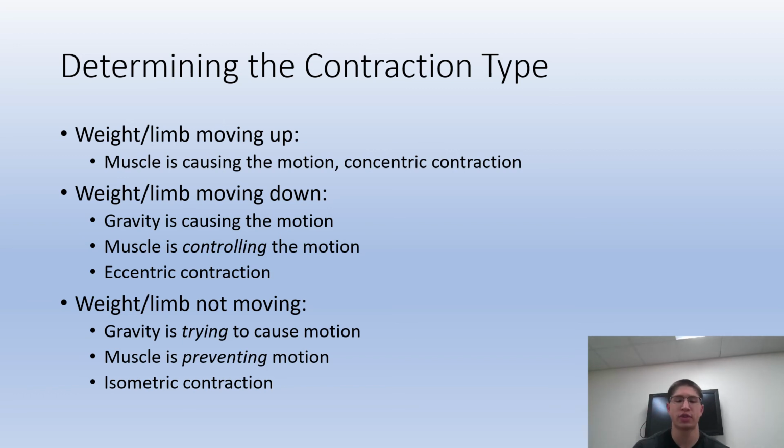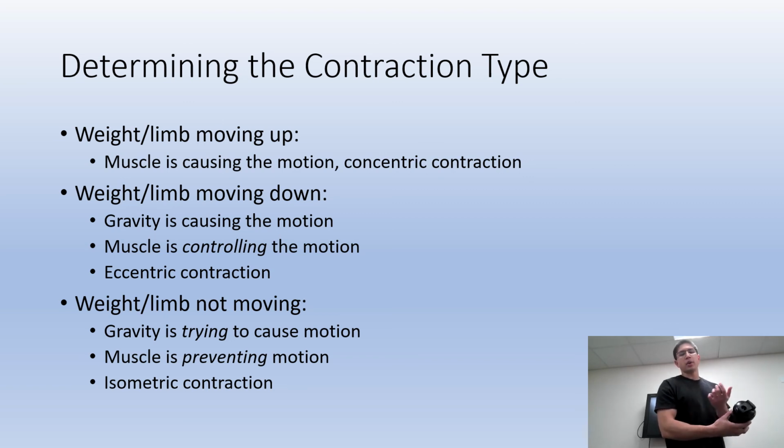With those sorts of exercises, when the weight or the limb is moving up, that means that muscle is causing the motion and it's a concentric contraction. So for example, during a bicep curl, when the weight is moving up, that means that it's a concentric contraction and muscle is causing the motion. Now, when the weight or the limb is moving down, that means that gravity is causing the motion. And in this case, muscle is just controlling the motion and it's an eccentric contraction.